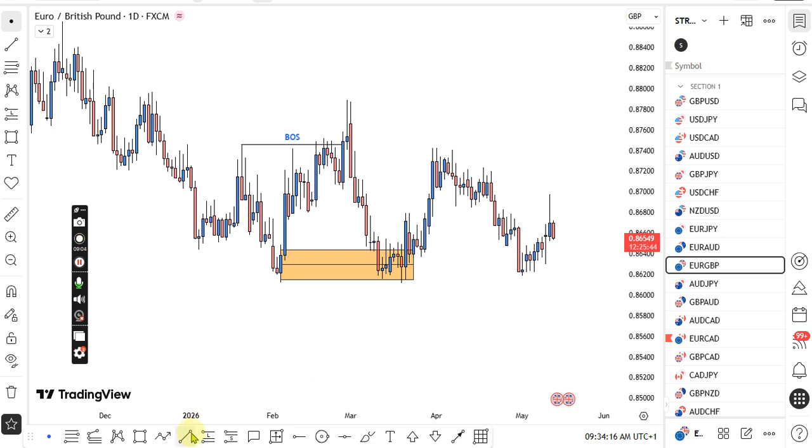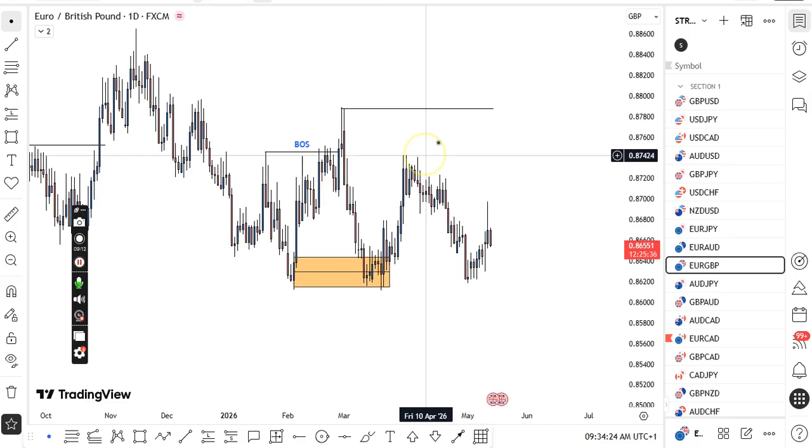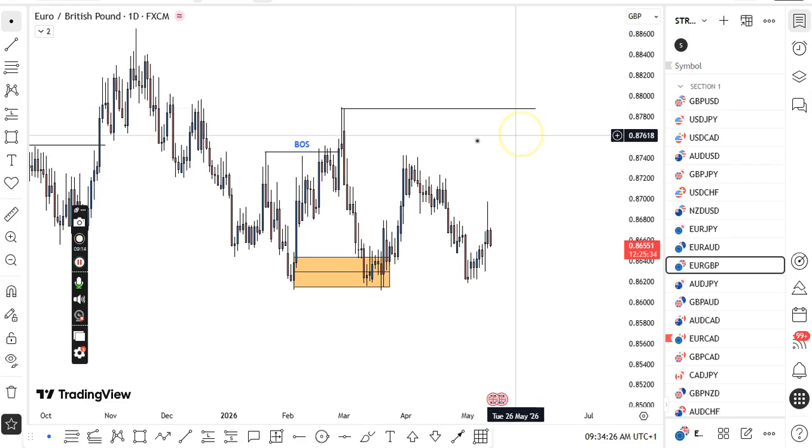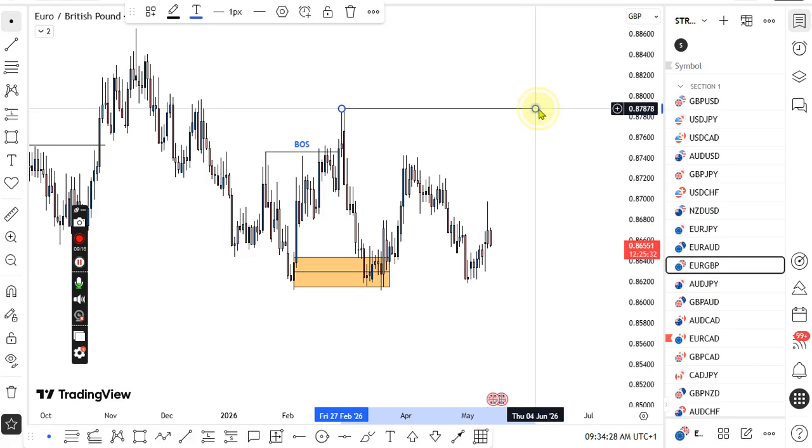But I was expecting price, like I told them during our course live session with the mentor, I told them that I was expecting price to take out this high. I was expecting price to take out this high, but what happened? Price failed to do what? To take out this high to the upside, right?